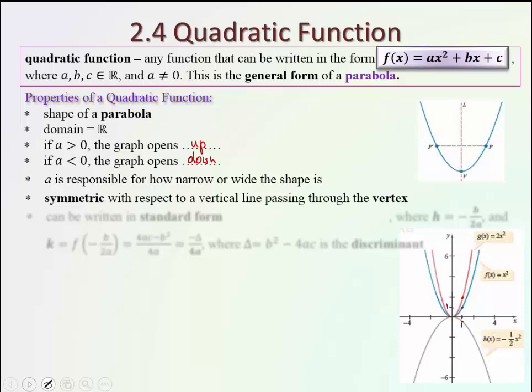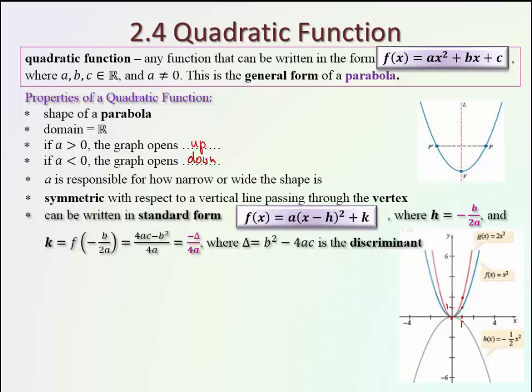The other property of a parabola is its symmetry. Any parabolic shape is symmetrical along the line passing through the vertex. The same on this diagram. Here's the vertex, that's the line passing through the vertex, this is the axis of symmetry. So any parabola is symmetric with respect to a vertical line passing through the vertex.